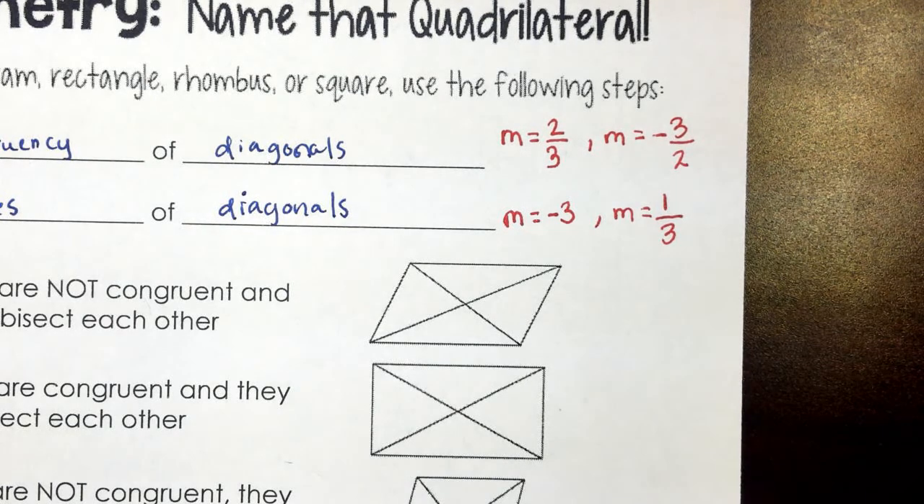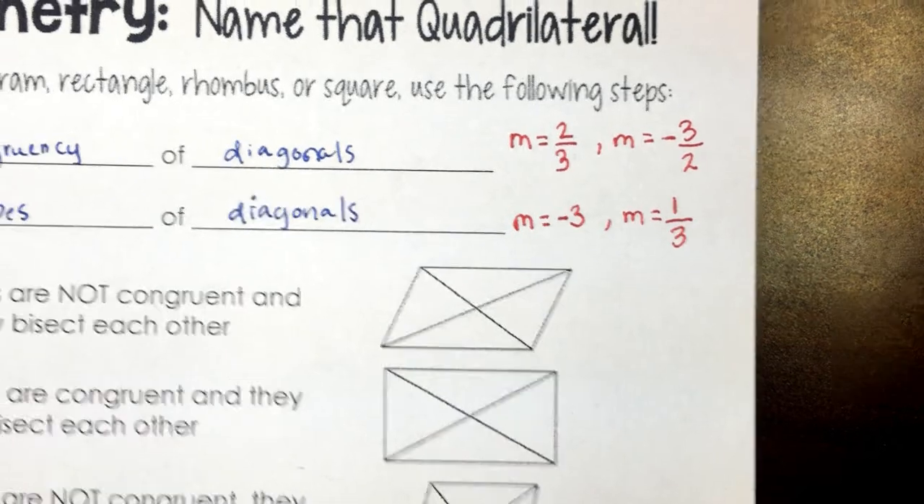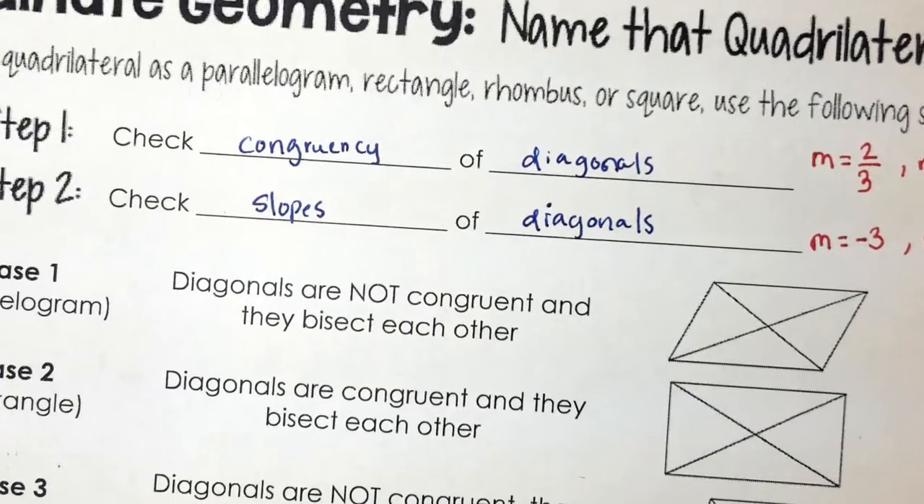So that's what we're checking for. If we get opposite reciprocal slopes, that's when we can consider whether it's a square or a rhombus. Alright, let's talk about these though so we'll understand what we're looking for on each one, because the mixing and matching goes different for each one. So the first one is the regular parallelogram.